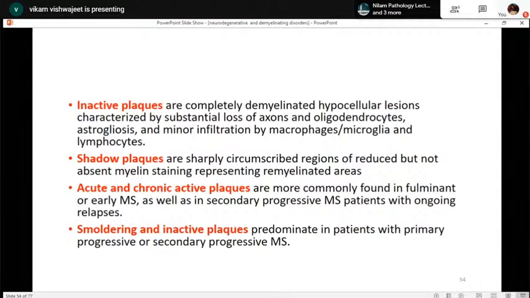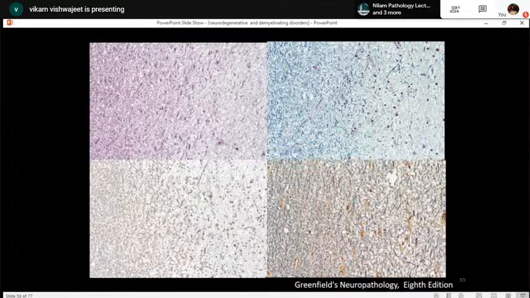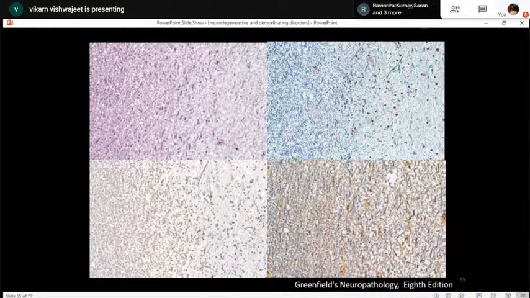So acute and chronic active plaques are more commonly found in fulminant or early multiple sclerosis cases as well as in secondary progressive cases, while smoldering and inactive plaques predominate in patients with primary progressive or secondary progressive multiple sclerosis. So this is a histological picture of a chronic inactive scar of multiple sclerosis.